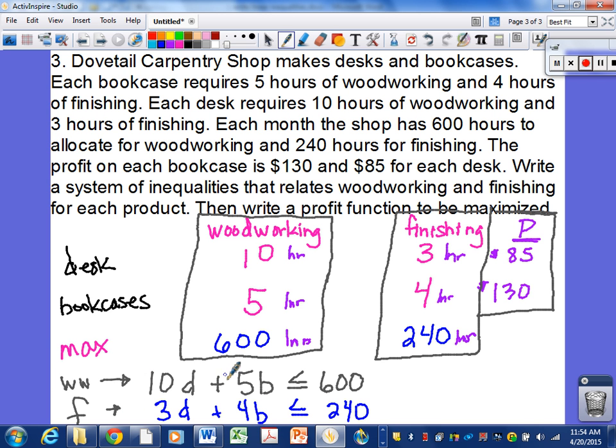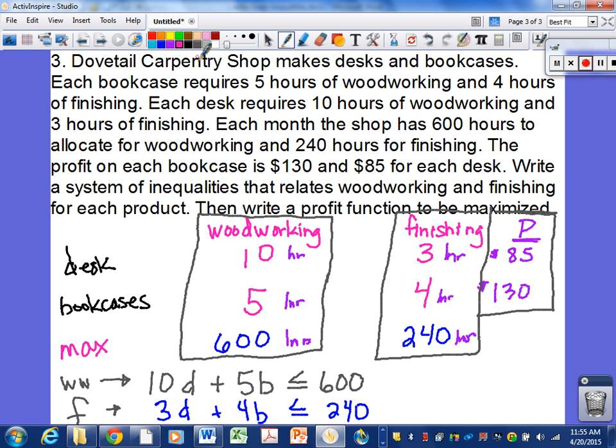Woodworking and finishing. So what's going to happen, this could be your x variable, and this could be your y variable. So we put them on a nice grid, and we'll graph them. Bookcases versus desks. One will be dependent, one will be independent. It really doesn't matter which one you do. The answer is the same either way. You'll solve one of these for maybe B, and then you'll graph it, and we'll solve this one for B, and we'll graph it, and they'll cross somewhere. And that point that they cross will be how many of each you should make in order to maximize your profit. And then you multiply it into your profit function.